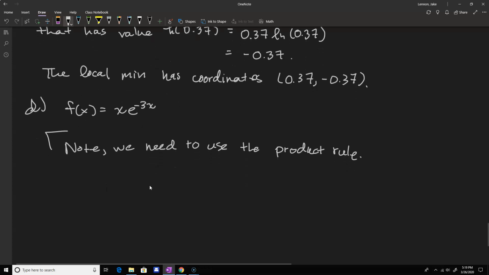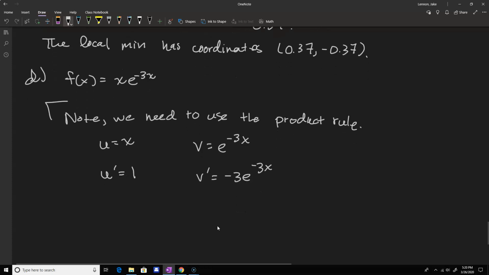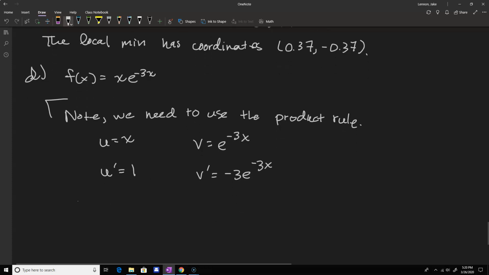So the product rule, again, our first coordinate here, u is x, and v is e to the minus 3x. So u prime is just the derivative of x, which is 1. V prime, we're using our continuous exponential derivative rule, which is negative 3e to the minus 3x. And then our derivative here is going to be f prime of x equals e to the minus 3x minus 3x e to the minus 3x. So we want to set this equal to 0 and solve.